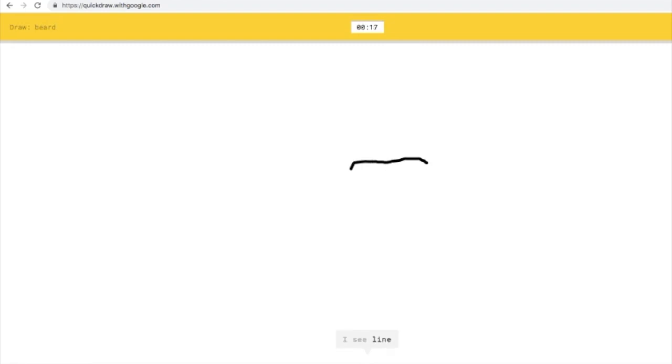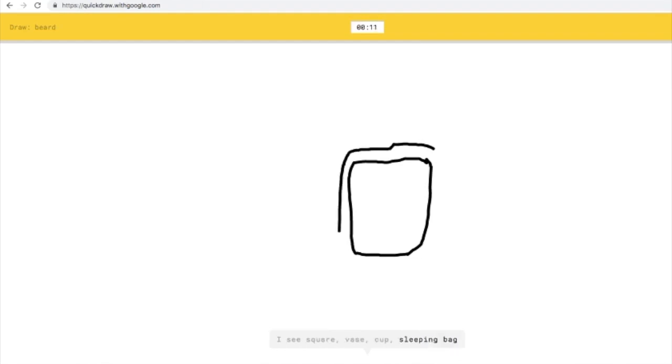I see lime, or ocean, or knee, or bread, or pillow. I see square, or house, or cup, or sleeping bag. I see picture frame. I see mug. I see cell phone, oh God. Or potato, or cookie, or power outlet.